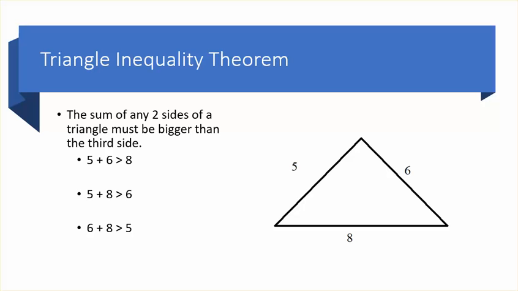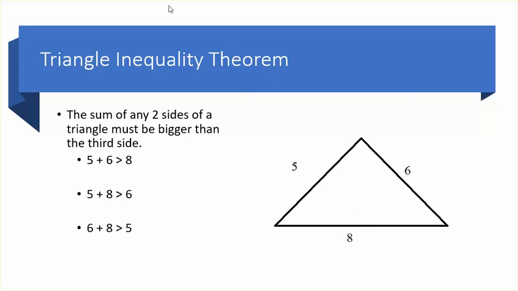I have a triangle with sides 5, 6, and 8. When I pair up two of the sides and add them together, that will always be bigger than the third side. So for example, 5 plus 6 is 11. 11 is greater than 8. 5 plus 8 is 13. 13 is bigger than 6. And 6 plus 8 is 14. 14 is bigger than 5. That means the three numbers I picked can in fact make a triangle.